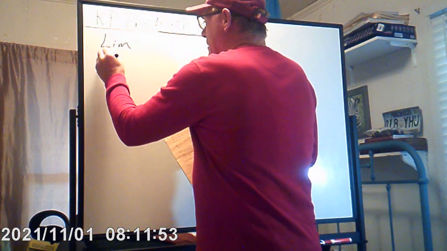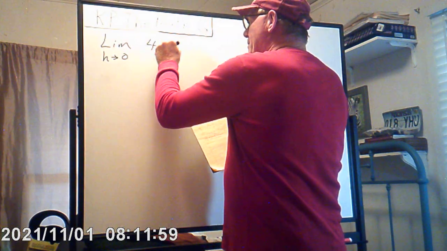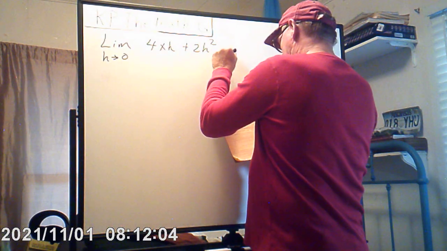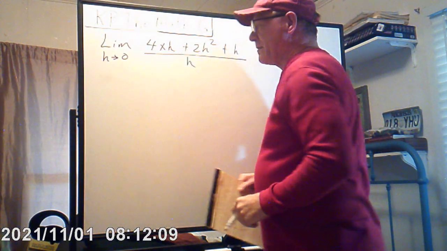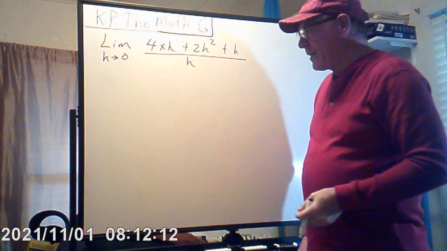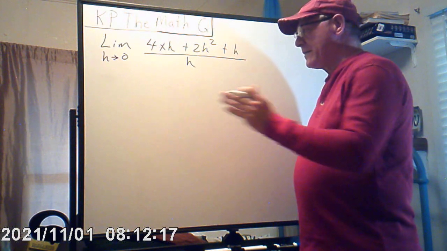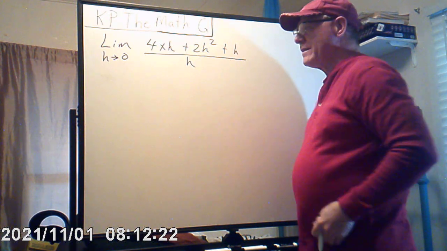And look here, I'm not going to write with the pencil or pen. I'm going to write with this. Okay, here we go. Limit as h approaches 0, (4xh + 2h squared + h) all over h. Now, I want to ask you, do you see anything in common that we can factor out? And that's at this point.